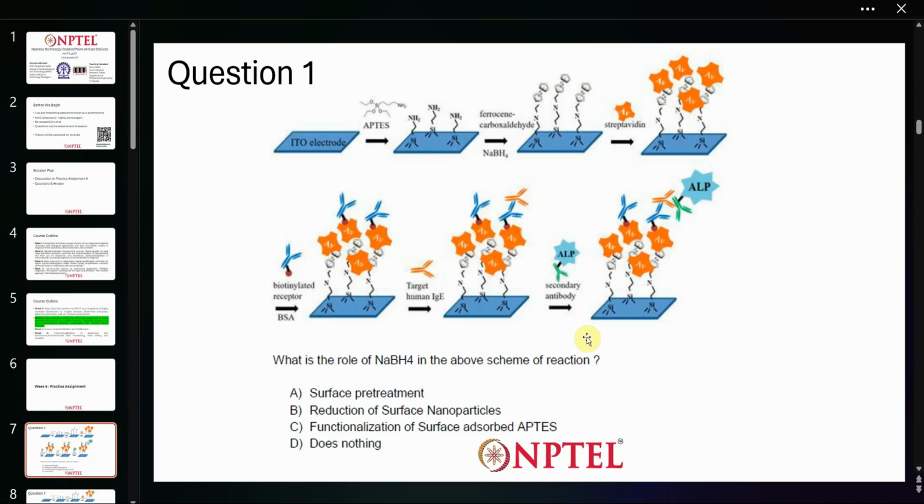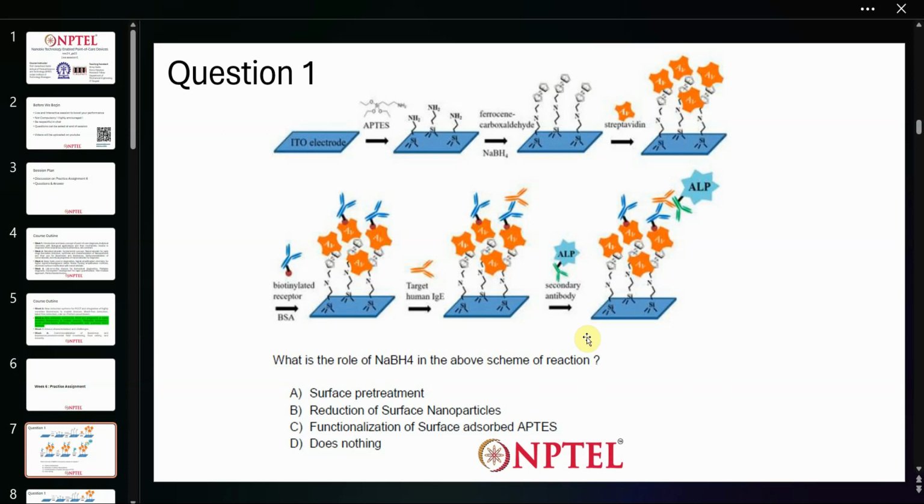So now after I explained all of this, what do you think will be the main purpose of that NaBH4 in this reaction? So is it surface pretreatment? No, because it is coming in the second step. It is not coming with the aptase, so surface pretreatment is not there. Then reduction of surface nanoparticles. NaBH4 is widely used in enhancing the electrocatalytic activity of gold nanoparticles, but in this reaction we don't have any gold nanoparticles, so answer B is invalid.